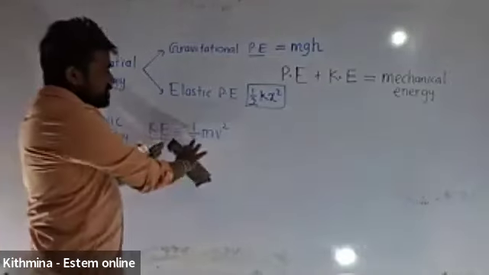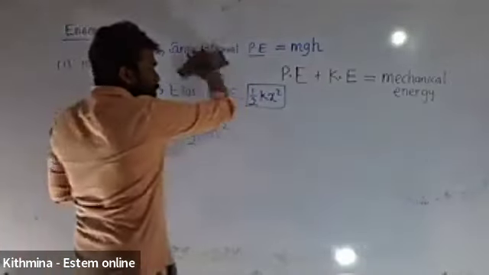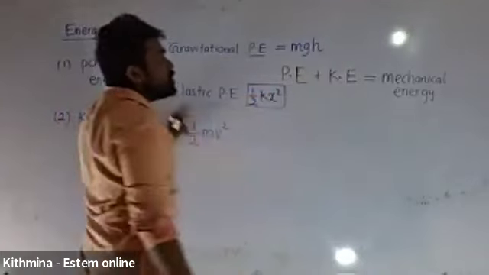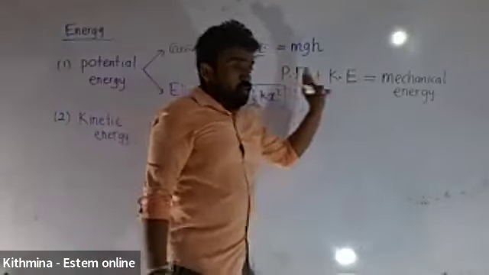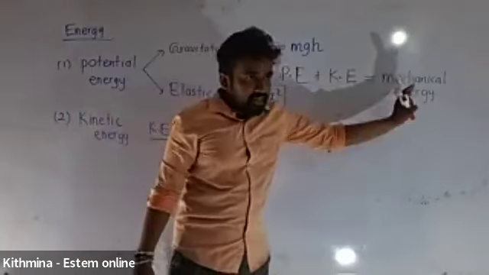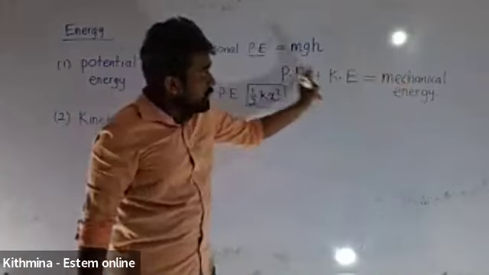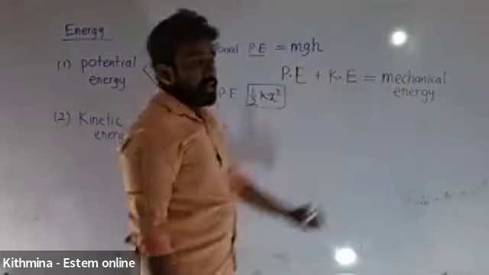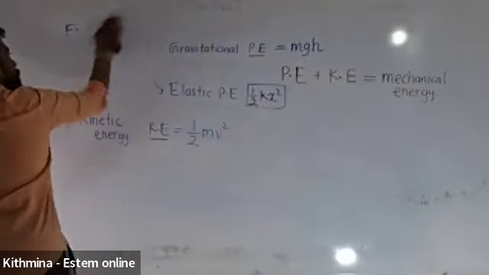The kinetic energy is just half mv squared. Potential energy is just mgh. Potential energy plus kinetic energy is what we call mechanical energy.